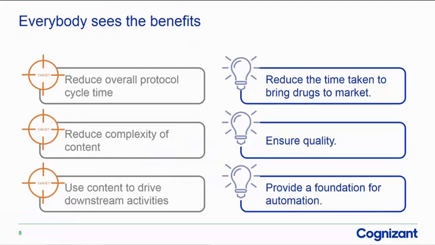If we can reduce overall protocol cycle time, we can reduce clinical trial timelines and reduce the time it takes to bring drugs to market. By simplifying content, we are better able to ensure quality of that content and run more efficient clinical trials. And if we can use that quality content to drive the next steps in the process, even in a very limited way today, we pave the way for greater efficiency throughout the clinical trial, but also for future automation, which I know is a buzzword in the industry, but also holds the key to real digital transformation in your organization and in the drug development process.